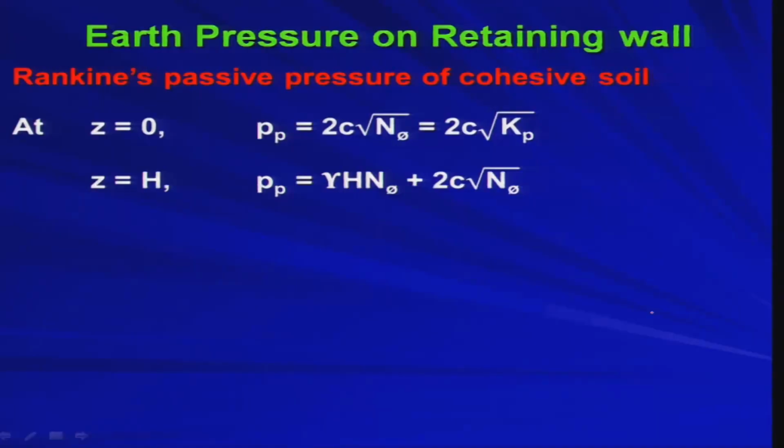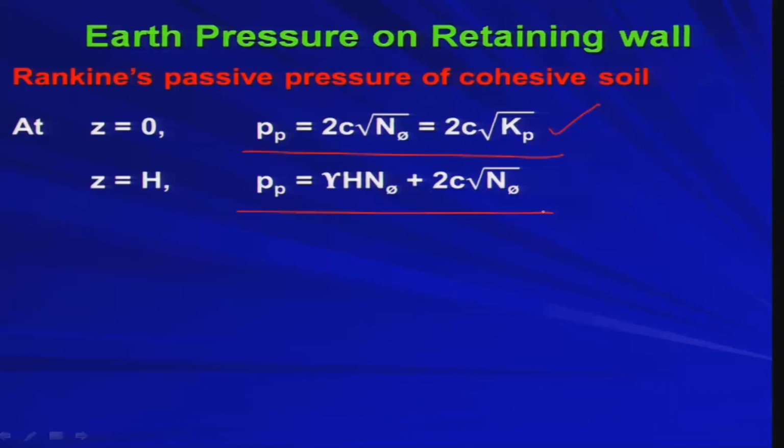So, at z equal to 0, Pp from the previous expression given in the previous slide, Pp is nothing but 2c into root over N phi, which is equal to 2c into root over Kp. So, this is the passive pressure we are getting at z equal to 0. That means, instead of becoming 0 pressure at the top of the wall, you are getting some amount of pressure which is positive, which is compressive, that is okay. That is not like active pressure where you are getting some tension. Here you are not getting any tension, but you are getting some amount of positive pressure at the top of the wall. So, your top of the wall is not free from any pressure, it has experienced some amount of pressure.